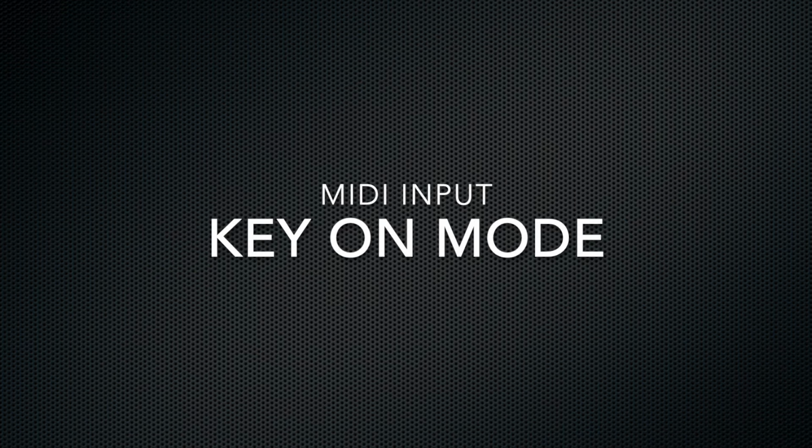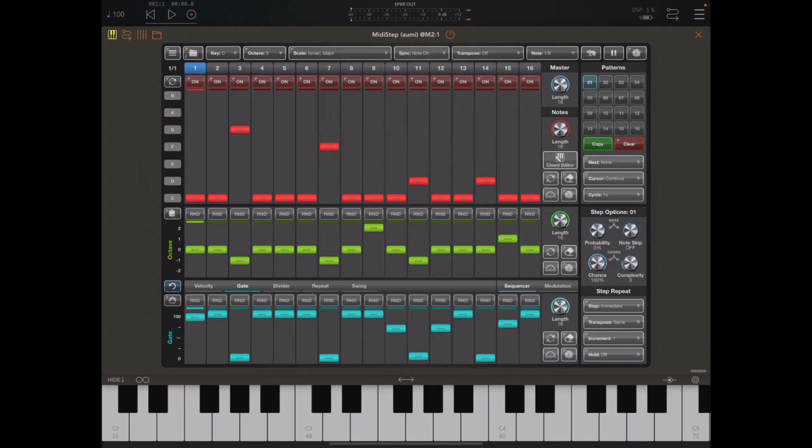Now I want to introduce key on mode, because normally when we just press a key on the keyboard we get no sound because the transport is not running. So the first thing we need to do is enable key on mode. And now when we press a key you'll hear a sound and the sequencer will start playing. When you lift the key the sequencer will stop.